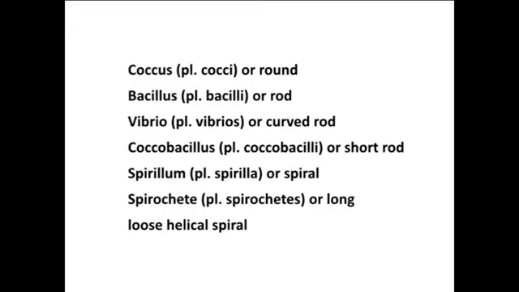Cell morphologies commonly found in prokaryotic cells are coccus, plural cocci, or round in shape; bacillus, plural bacilli, or rod shape; vibrio, plural vibrios, or curved rods; coccobacillus, plural coccobacilli, or short rod; spirillum, plural spirilla, or spiral; spirochete, plural spirochetes, or long, loose helical spiral, etc.